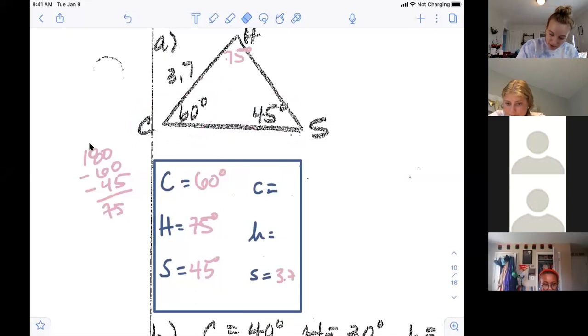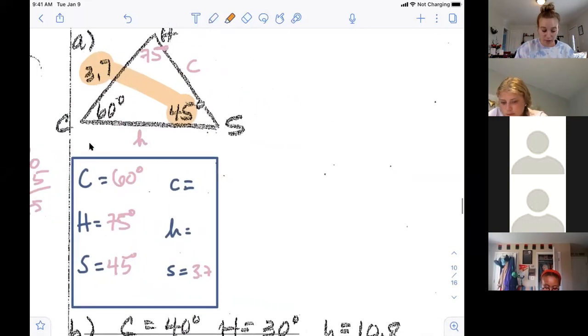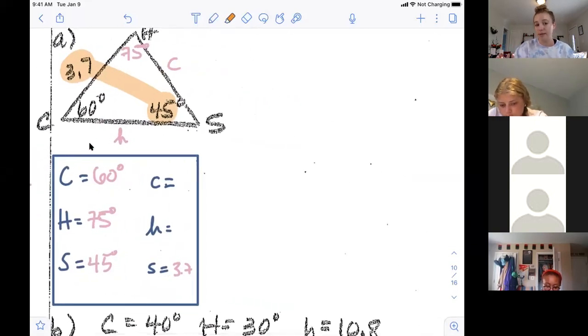Now we just have to set up our proportions using law of sines, and then we find little h and little c. Again, I would argue to use the pieces that are given to you. So I'm going to use 45 and 3.7 to find both c and h. You can use the pieces as you find them along the way, but I'm afraid I'm going to mess up and then carry a mistake the whole way. So let's set this up.